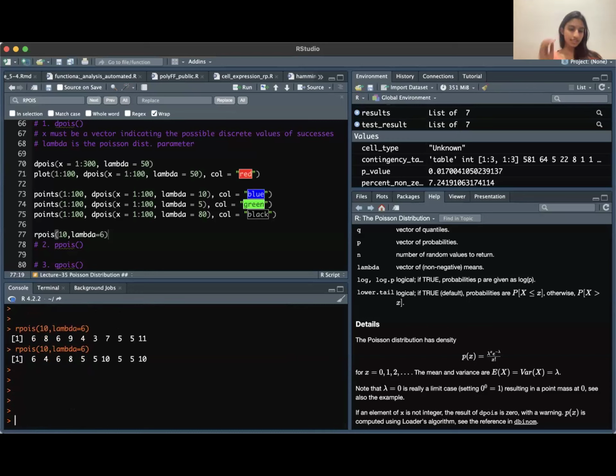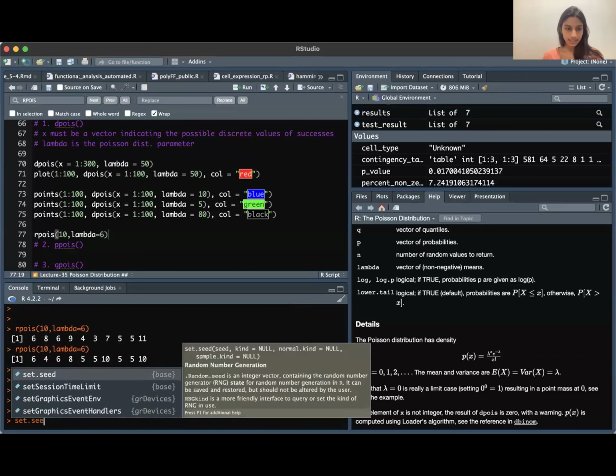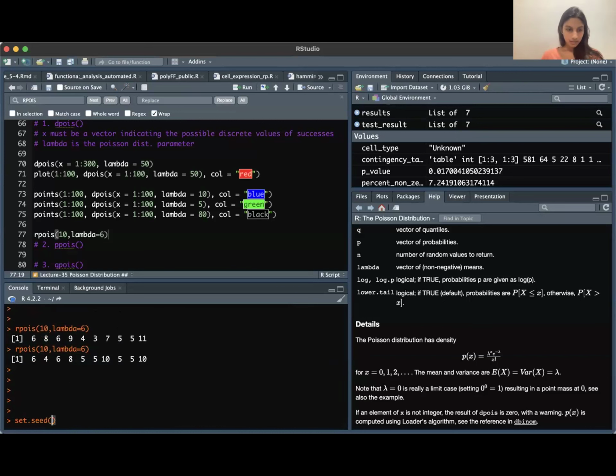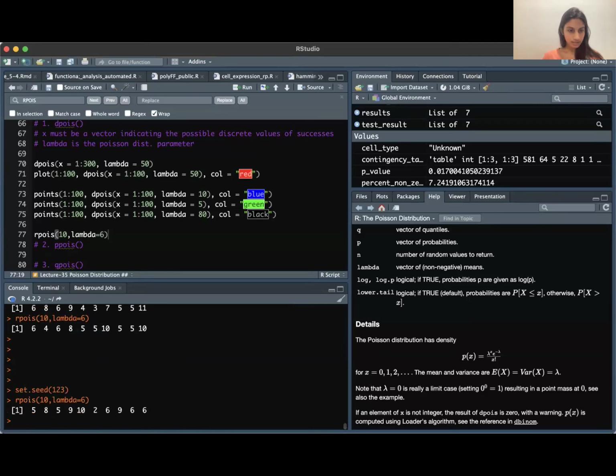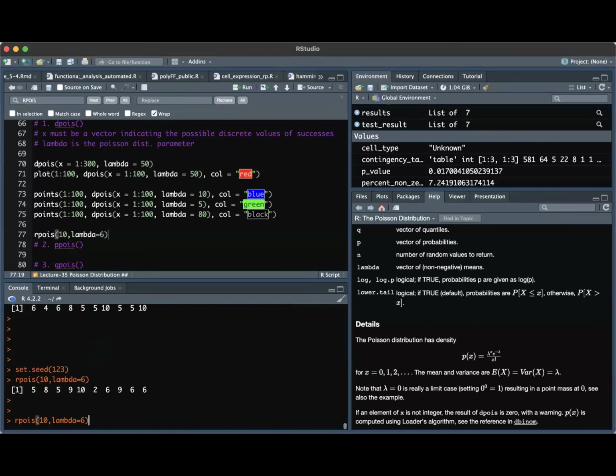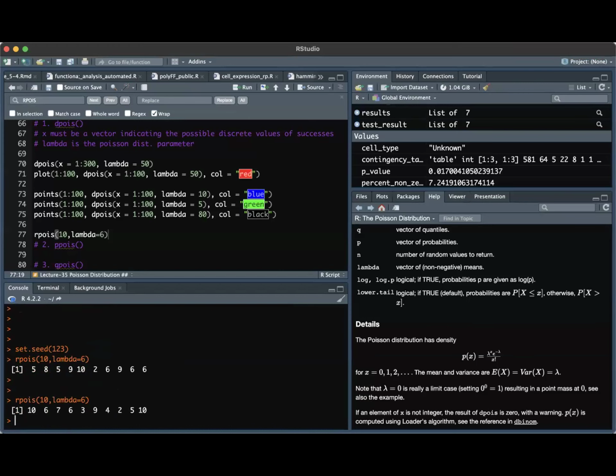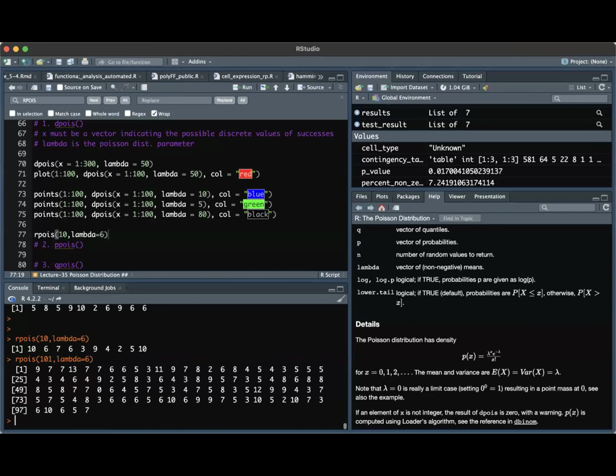But if you want the same numbers, in R there's something called set.seed. You can write any number here. If you set 1, 2, 3, and then generate rpois with lambda equal to 6, you get this. Now again, I do, oh, it doesn't work. Never mind, I was just trying something. So every time you repeat this command, you won't get the exact same numbers.